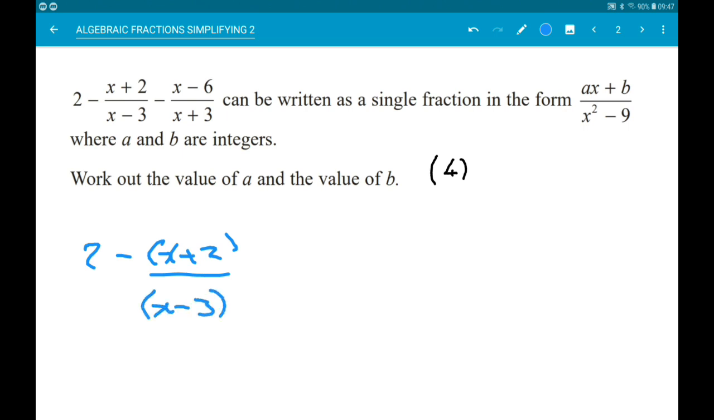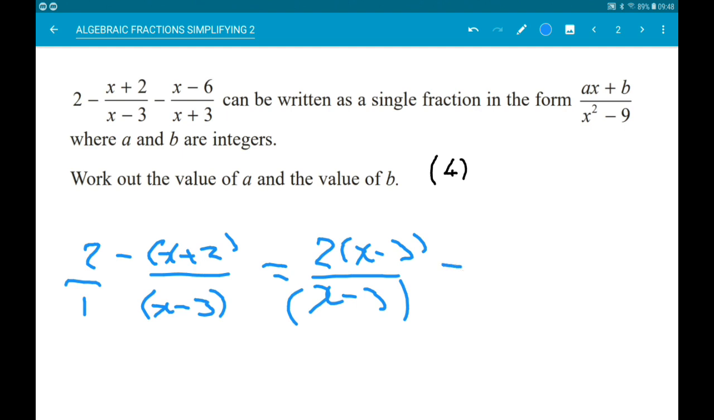Okay, so the easiest way to combine these would be to go for common denominators. So 2 is essentially 2 over 1. Now the common denominator is going to be x minus 3. So we can think of this as 2 lots of (x - 3) over (x - 3), minus (x + 2) over (x - 3).